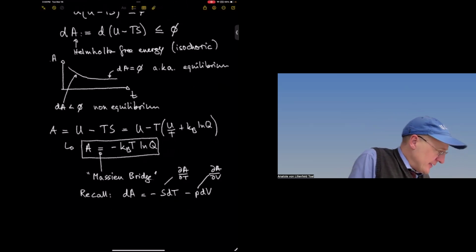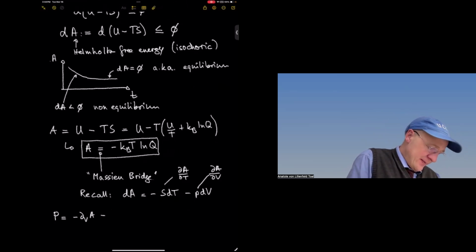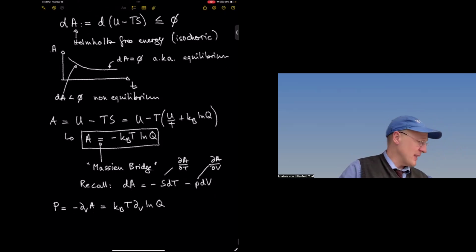Now, let's consider pressure. Minus dA dV. We can differentiate our dA now. Okay, so that's consistent with what we've also obtained for the energy already before.